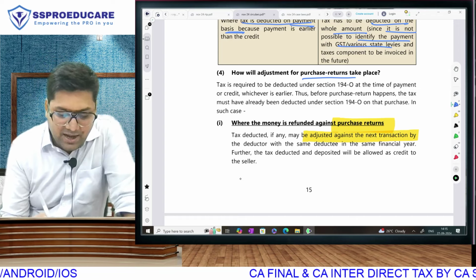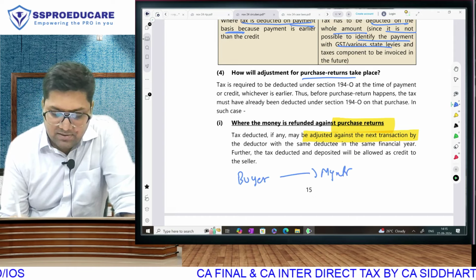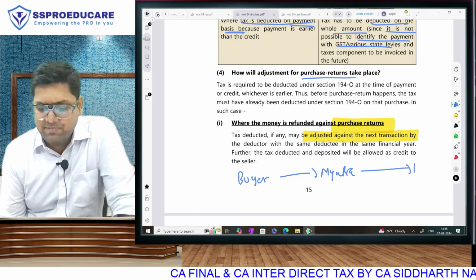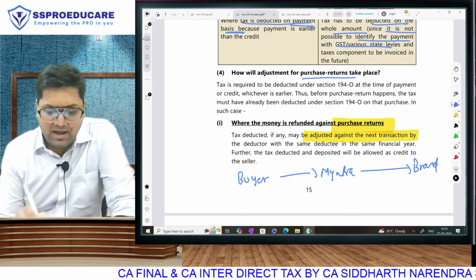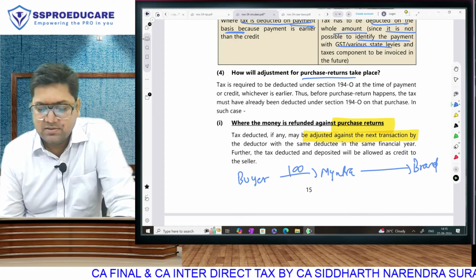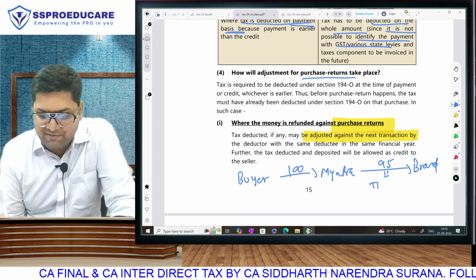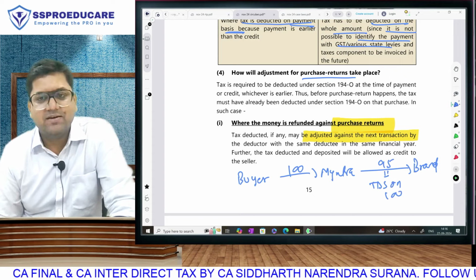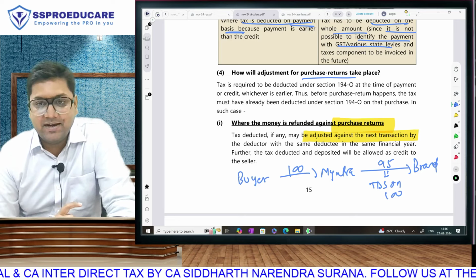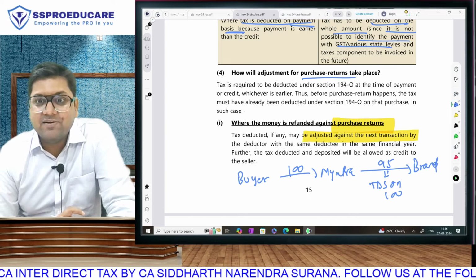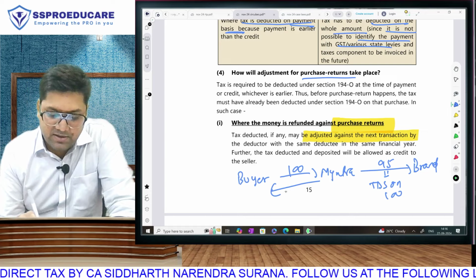So supposing I am the buyer, I make payment to Myntra, and Myntra has made payment to the brand from which I am purchasing. Myntra is only an aggregator. I have paid 100 rupees. If charges etc. are deducted, Myntra is paying 95, but we have understood TDS will come on the gross amount 100. Though Myntra is paying 95, TDS will come on the gross amount 100. Correct? But what happened is, I have returned the goods. If I have returned the goods, Myntra will have to refund my 100.